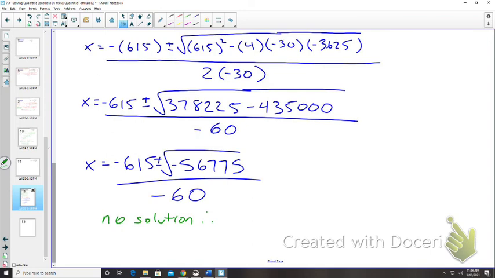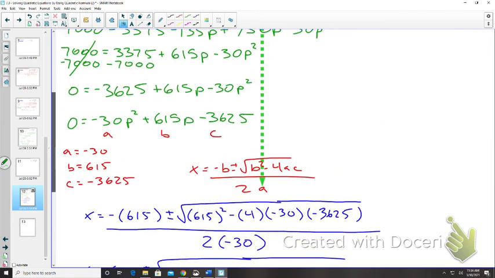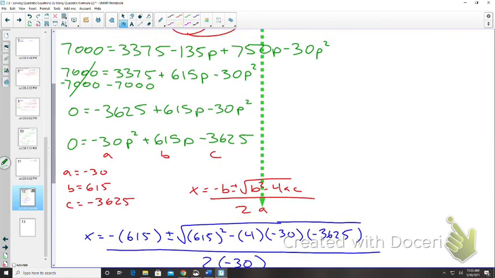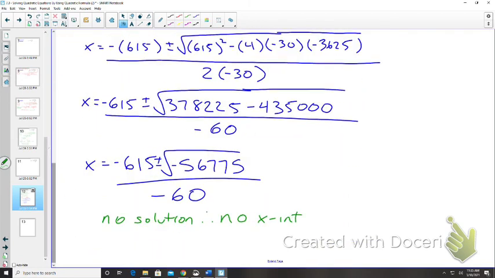Okay, no x-intercepts. But what were we actually asked for in this question? Will they make $7,000? And we manipulated this so that it is part of our quadratic equation. And if there are no x-intercepts, will we reach that $7,000 mark? No. Okay, therefore, he will not make $7,000. Okay?